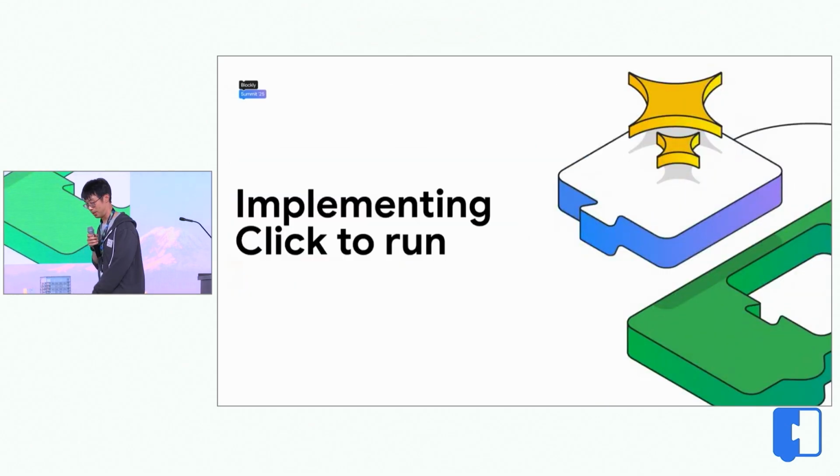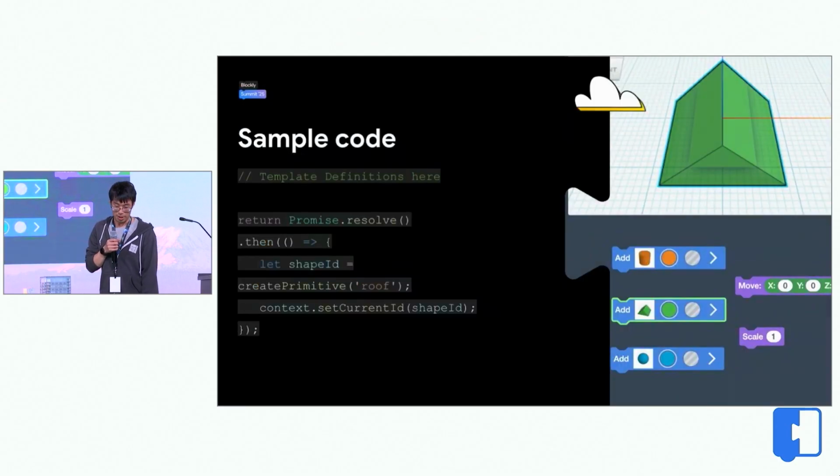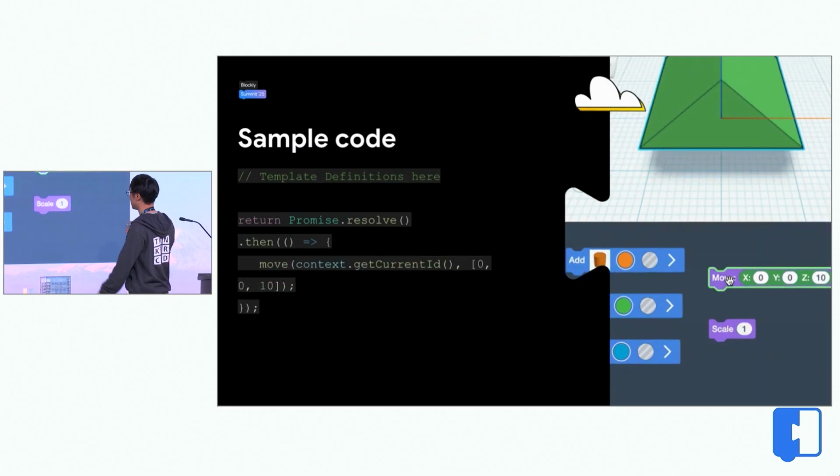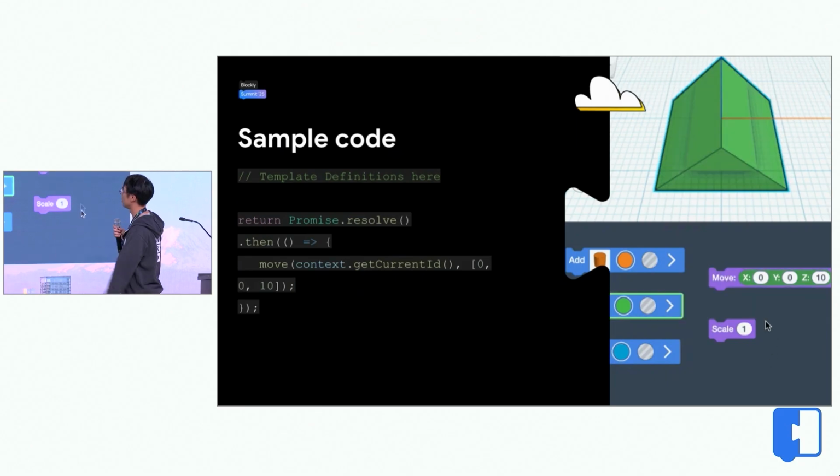Now that we have those foundational pieces, we move forward to implementing our click-to-run feature. The key to this was this event that we saw in the Scratchblocks code called stack click. And we made changes in our code generation to support just getting fed a root block and only generating the code from there. And then we attach any template definitions on top. In this example, I'm just clicking this green roof block, and it only generates that code instead of generating all these other things. And then in this next example, I just click this move block over here, and it only applies the move operation on that saved shape that we have.